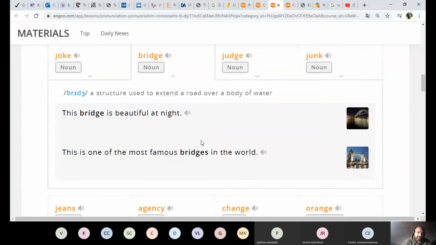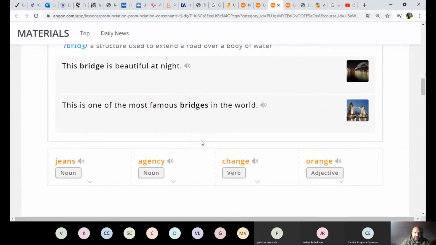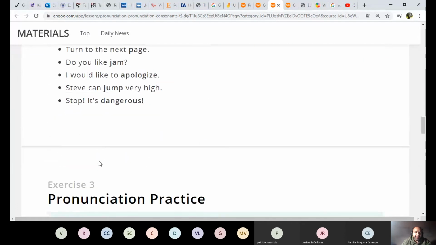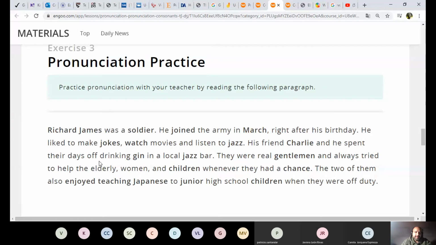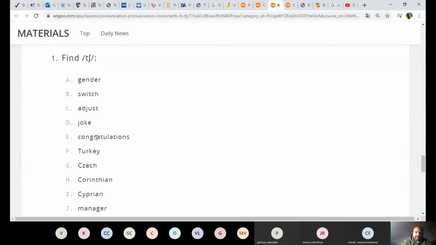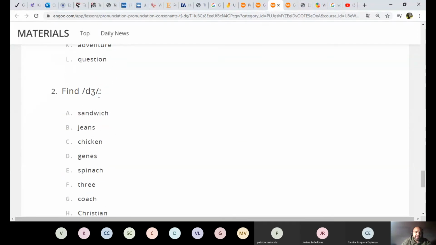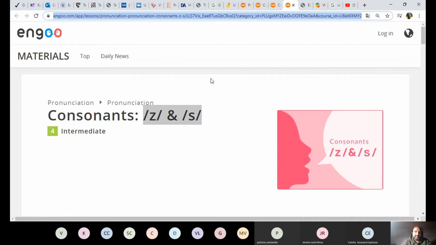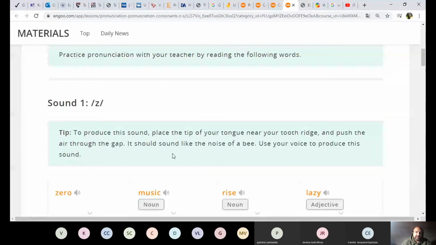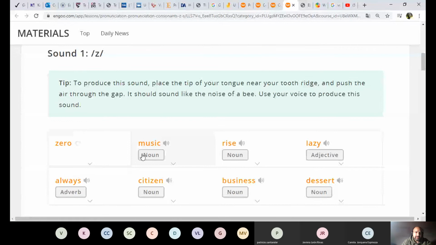I know we have done this before, but it's a good way to keep practicing the same structure: sentences, then a paragraph, and then finally explore and find out which of these words include the sounds. Particularly focus on the voiced sound. And the same thing for the two phonemes, z and s. Try to practice and focus on the voiced one, and try to make a difference between this one and the other one.